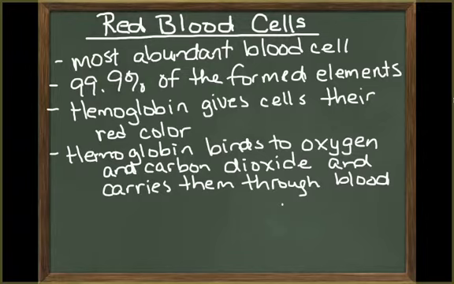Red blood cells are the most abundant blood cells. They account for 99.9% of the formed elements. They give whole blood its deep red color because they contain the red pigment hemoglobin. Hemoglobin binds to oxygen and carbon dioxide and carries them throughout the blood vessels.